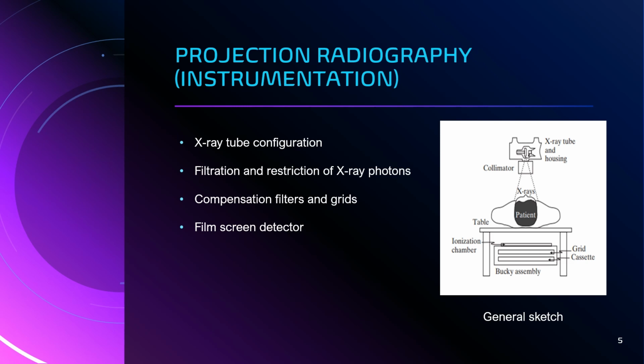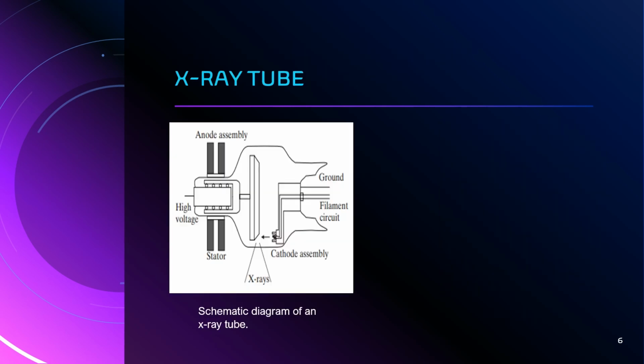The instrumentation of projection radiography consists of the following components: X-ray tube configuration, filtration and restriction of X-ray photons, compensation filters and grids, and film screen detectors. In this general sketch, we can see all of these components together. They form the instrumentation of projection radiography.